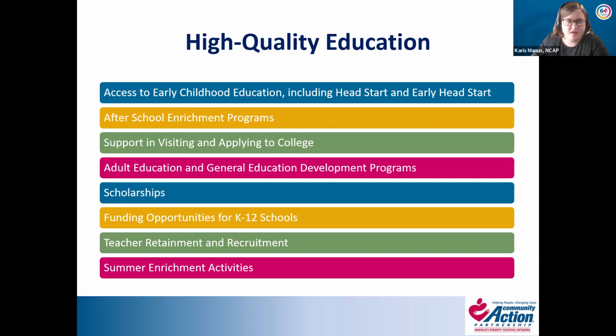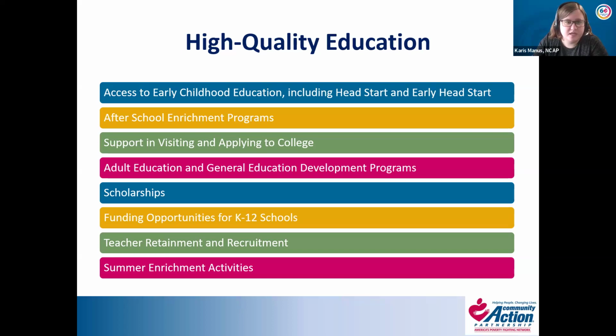And then we'll look at high-quality education. And so we know that the completion of a post-secondary degree increases upward economic mobility for households with low incomes. And it includes high-quality early childhood education, K-12 learning, and access to enrichment activities that can all increase the likelihood of achieving post-secondary degrees and working towards workforce development.